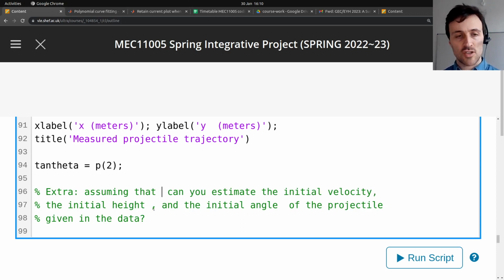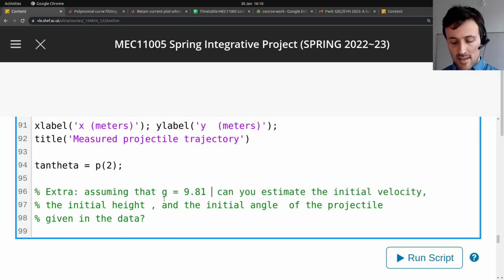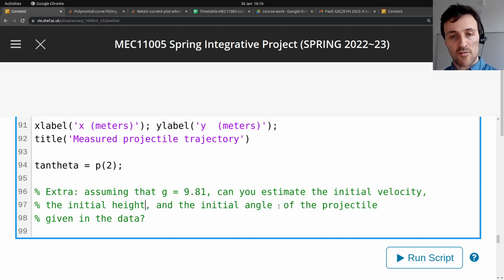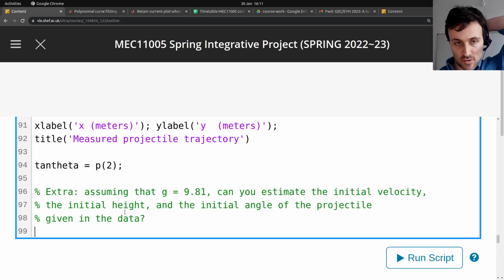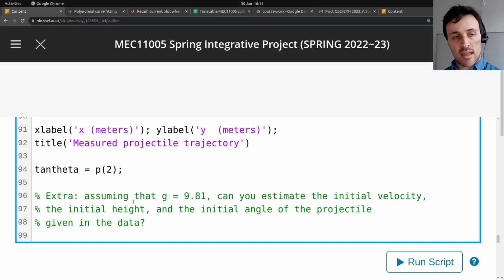Assuming that gravity is 9.81 meters per second squared, can you estimate the initial velocity, the initial height, and the angle of the projectile from the data given? How are you going to do that? You should go back to equation 1 and think about it again.